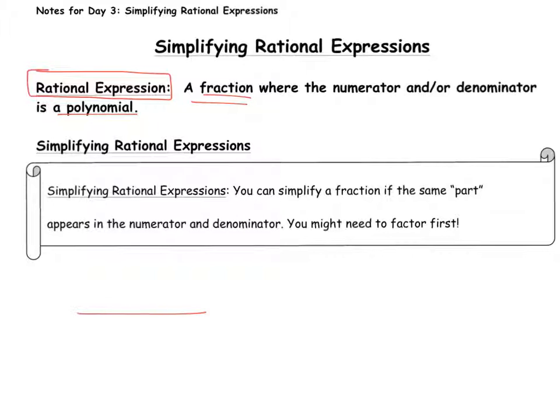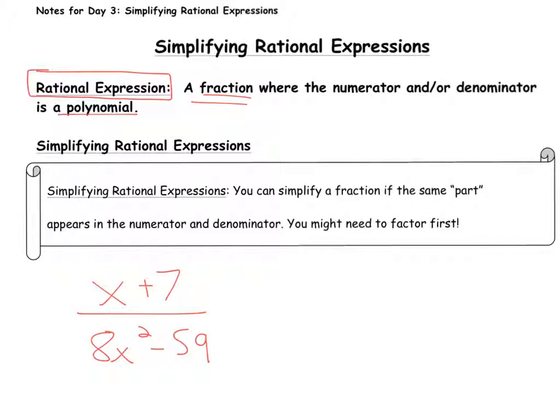So what's a rational expression? It could be something like this: x plus 7 divided by 8x squared minus 59. Okay, so that is a nice example of a rational expression, right? It's just a fraction, where both parts, numerator and denominator, are some type of polynomial. We did some of this yesterday.